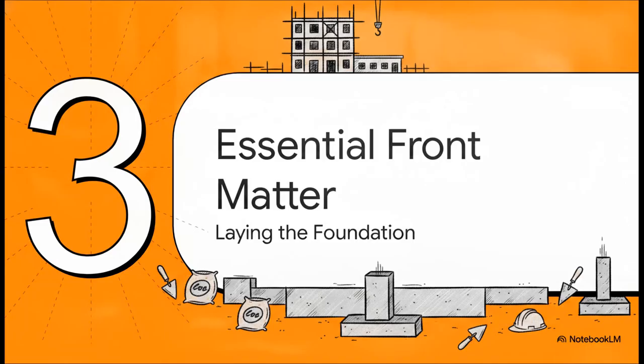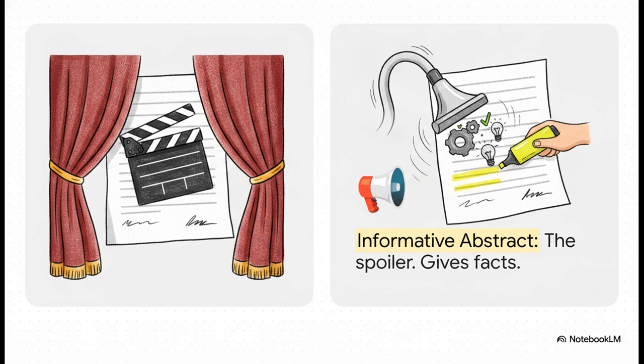Moving right along to Section 3, essential front matter. This is where we lay the concrete foundation. A huge part of this foundation is the abstract. Now, people constantly confuse descriptive and informative abstracts, but looking at a simple grammar software example brilliantly illustrates the difference. The descriptive abstract is basically a movie teaser. "This report provides conclusions on grammar-checking software." See? It tells you what the report is about, but gives away absolutely zero facts.